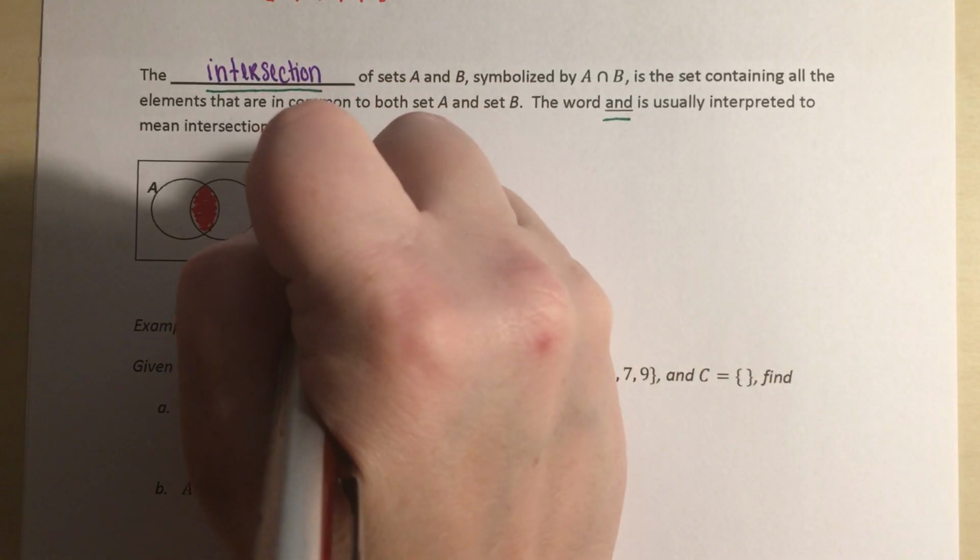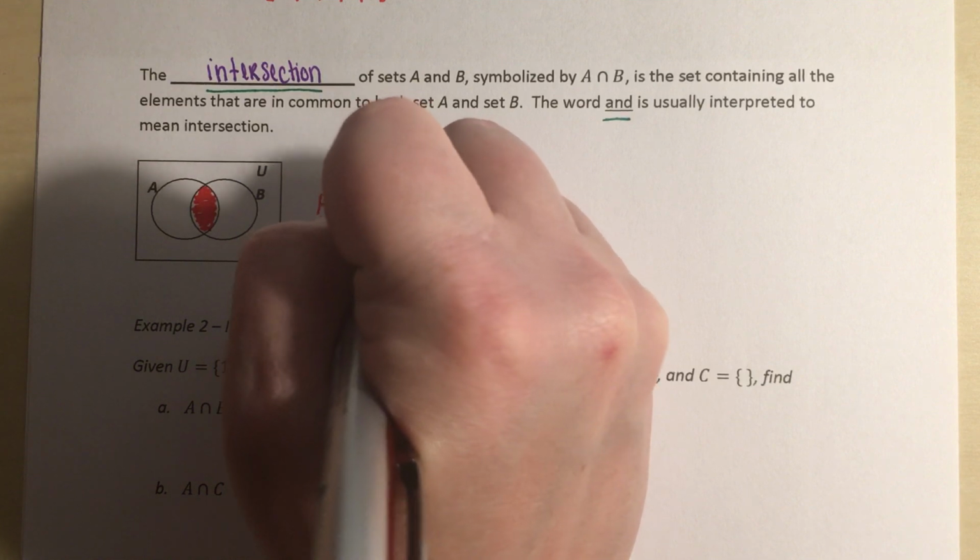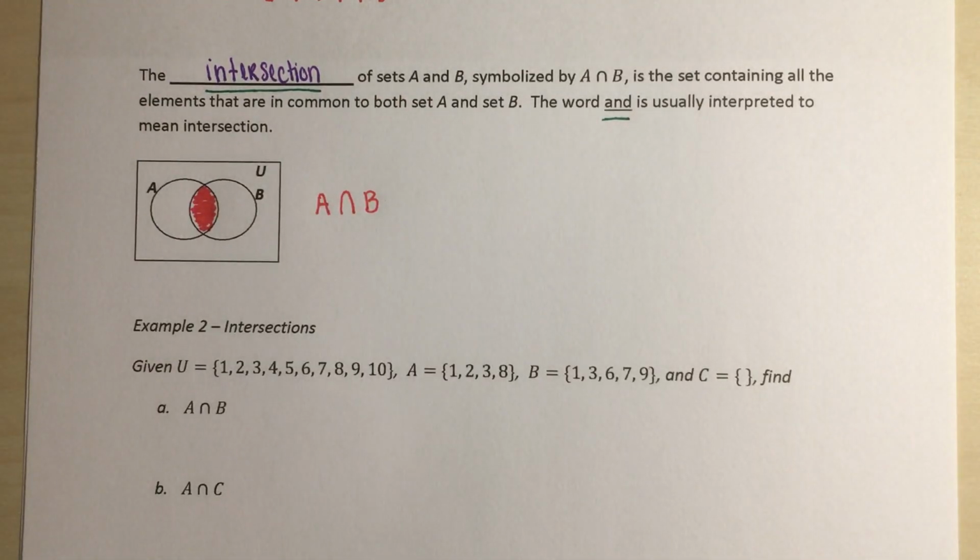Again, if we want to write it out in proper notation, we put A, and then we put an upside down U and B. So that is our intersection.